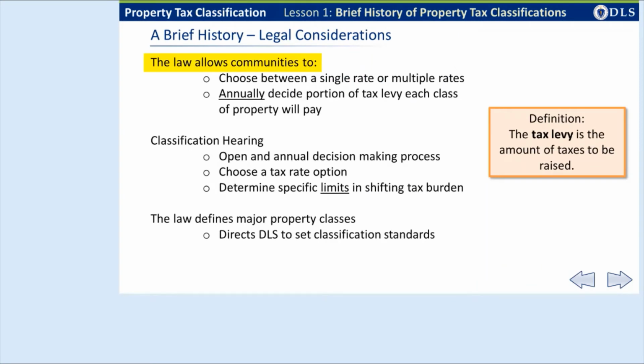Currently, the law allows communities to choose between using a single tax rate or multiple tax rates. Cities and towns annually decide the tax levy that each class of property will pay. This requires an open and annual decision-making process to choose which option and determine specific limits in shifting the tax burden. The law also defines what major property classes are and directs the DOR's Division of Local Services to set classification standards.